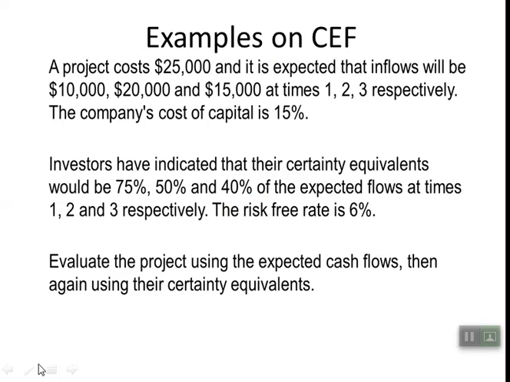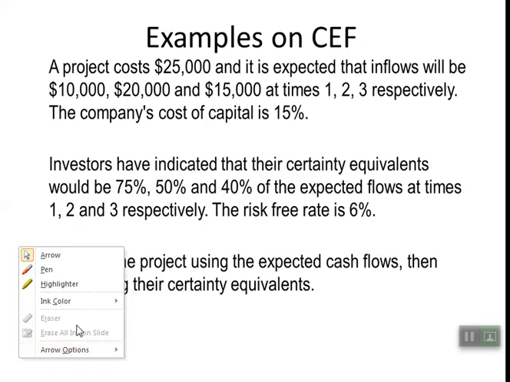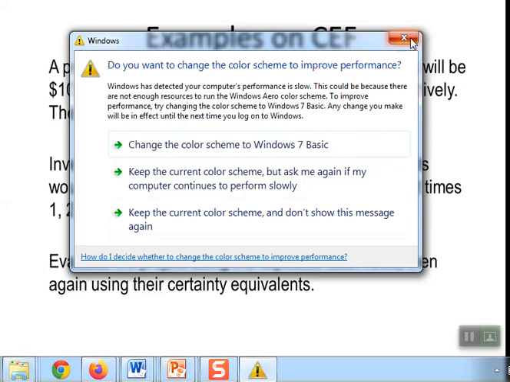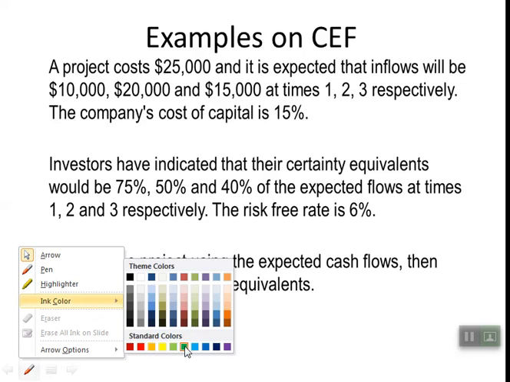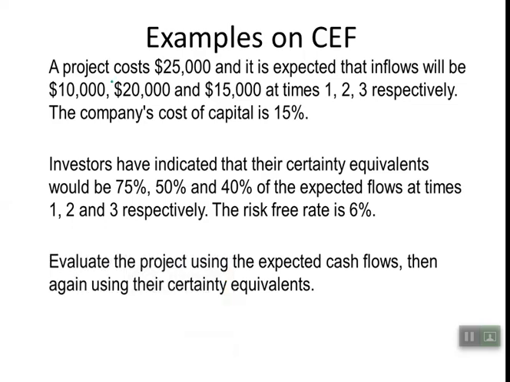So let's look at this example. We have a project cost. This is the cost of our project, meaning this is our initial investment. So it is expected inflow. These are our cash inflows, the cash flows in these 3 years. And this is our cost of capital. So it is very important in this question to note these are the certainty equivalent factors.